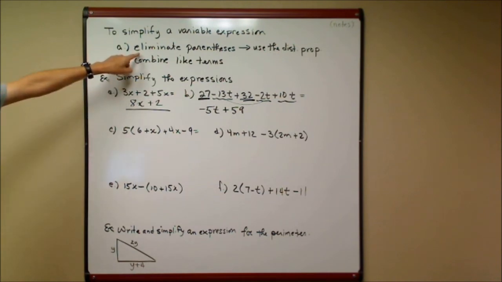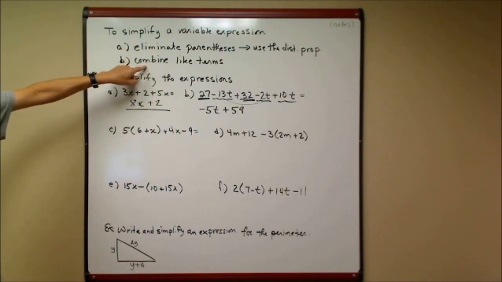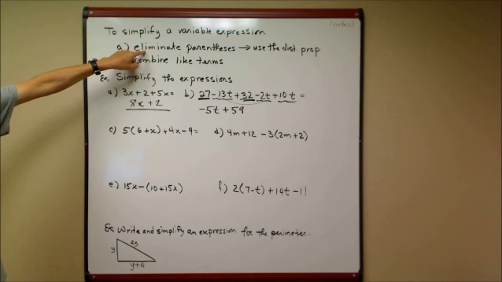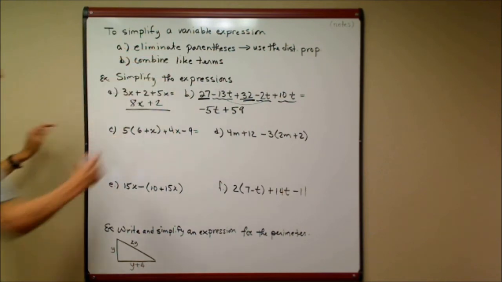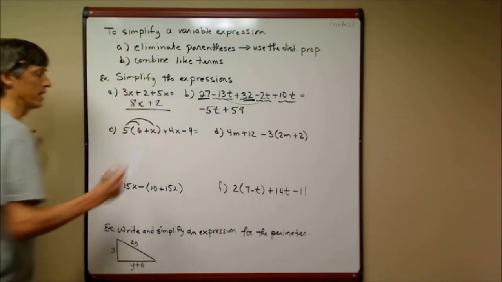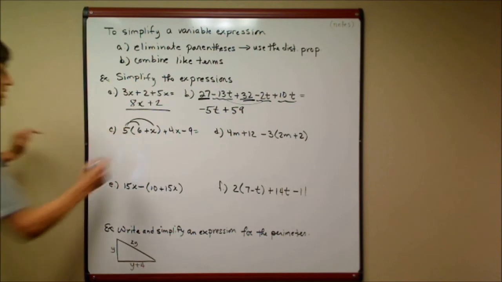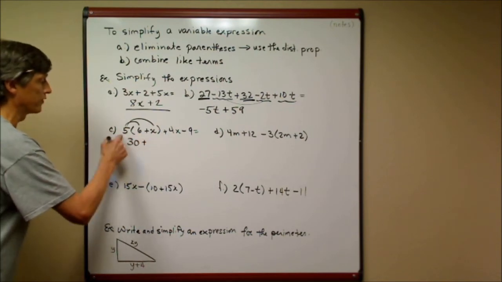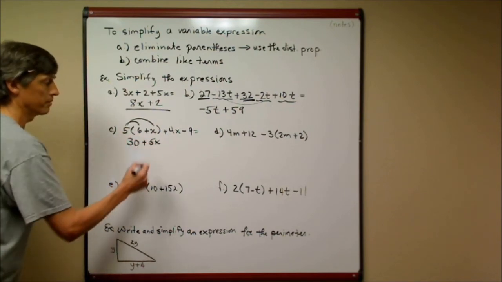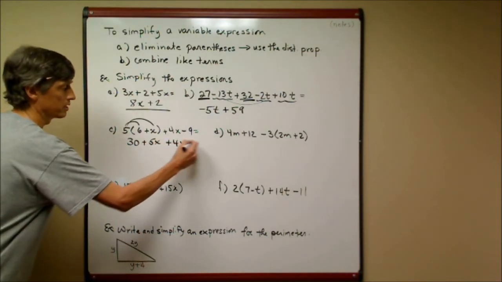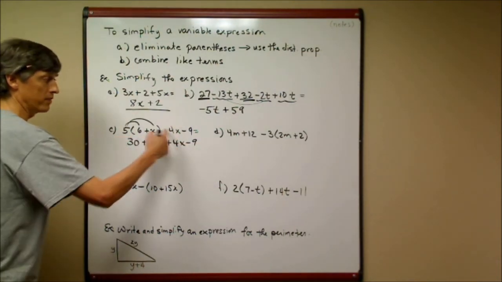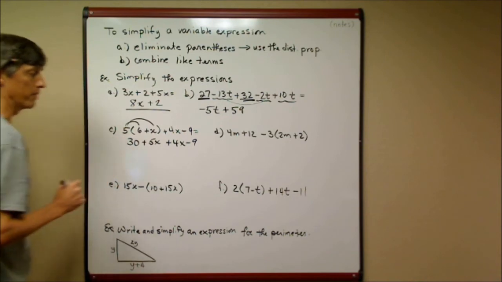All right, now this next example here is the first one that has parentheses. Remember the first step? You eliminate parentheses. Before you combine like terms, you eliminate parentheses. And we're going to use the distributive property. Remember this from just the last section there. 5 times 6 is 30, plus 5 times x is 5x. Plus 4x minus 9. Notice I don't multiply the 5 times this stuff here because it's not in the parentheses.